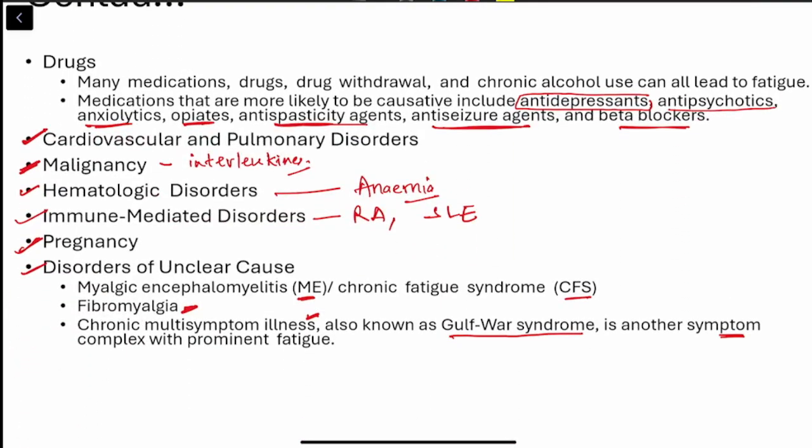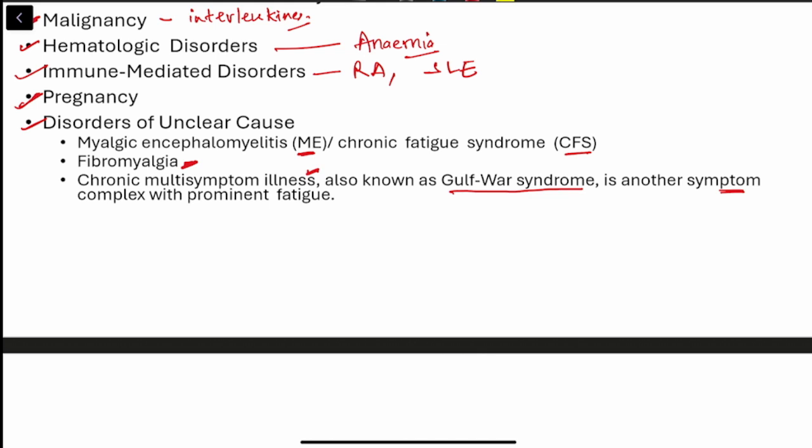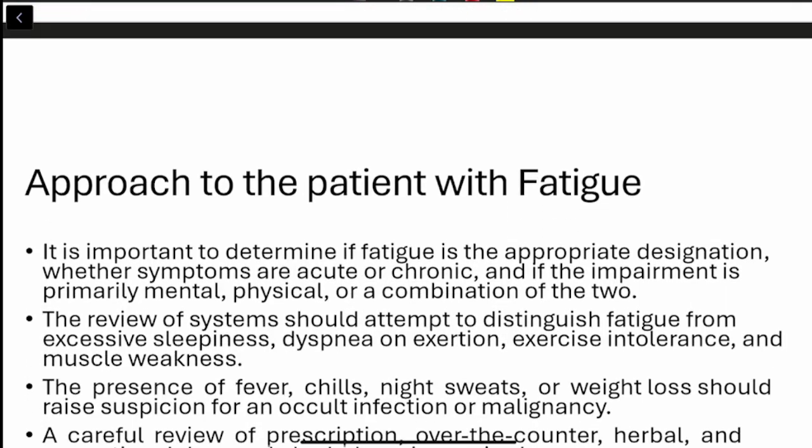Malnutrition, physical inactivity, infection, obesity can all cause fatigue. Then drugs, you have to remember the drugs by heart: antidepressants, antipsychotics, beta blockers, anti-seizure, antispastic, opiates, anxiolytics. Cardiovascular disorders, malignancy, hematological disorders like anemia, right? Immune mediated disorders like RA, SLE, pregnancy, right? Unclear cause like chronic fatigue syndrome, myalgic encephalomyelitis, fibromyalgia, right? Chronic multisystem illness, they all can cause fatigue.